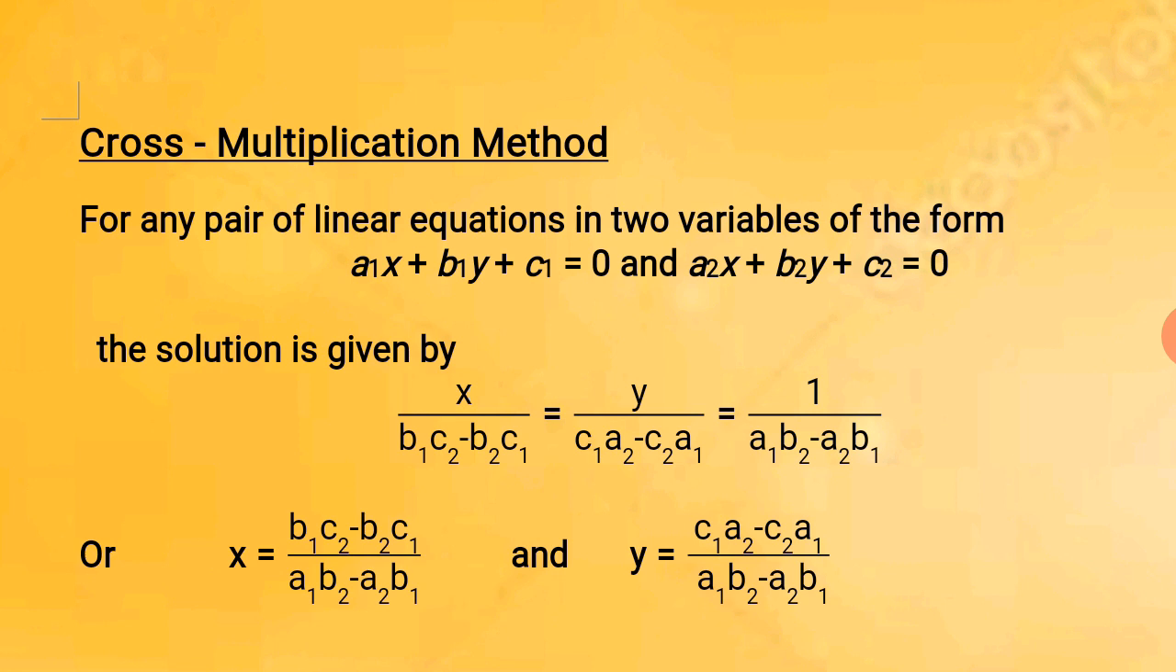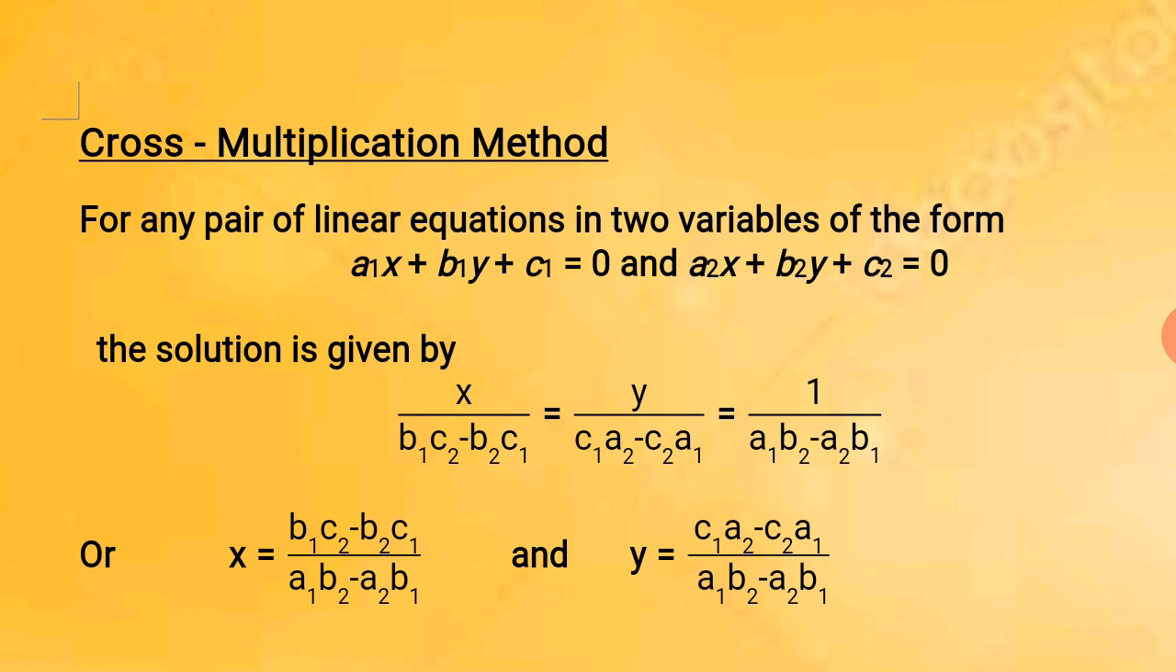Let me read the first sentence. For any pair of linear equations in two variables of the form a1x plus b1y plus c1 equal to 0 and a2x plus b2y plus c2 equal to 0. Now children, you have already studied that these two are the standard forms of writing the pair of linear equations in two variables. Now if such equations are there, the solution will be given by.